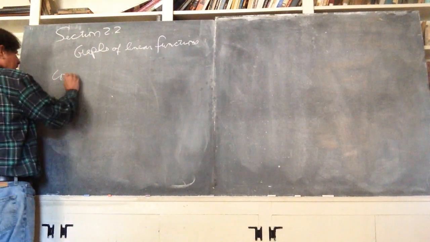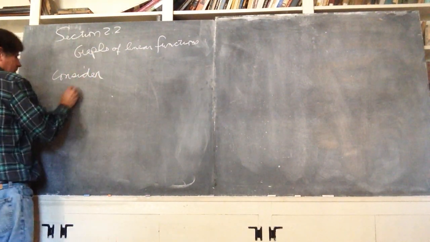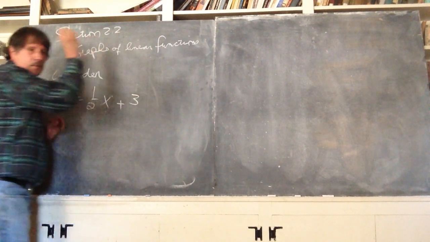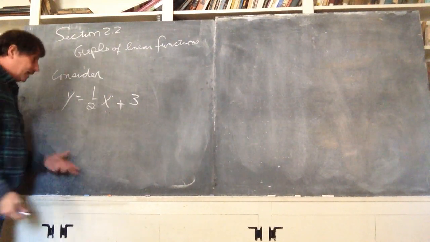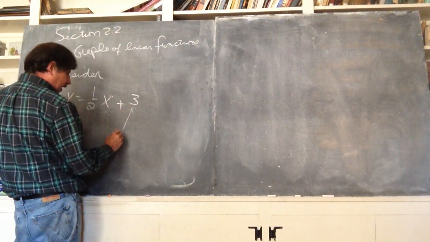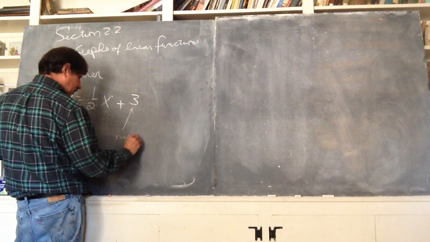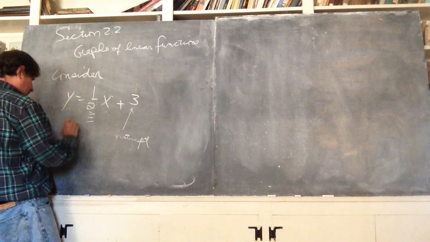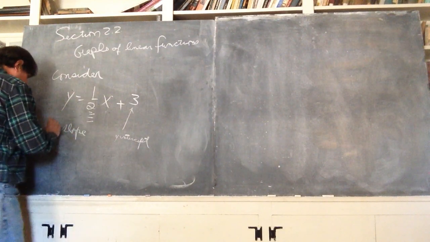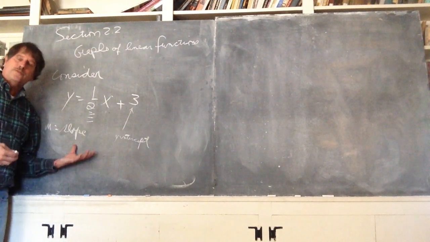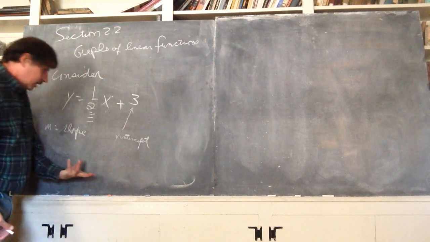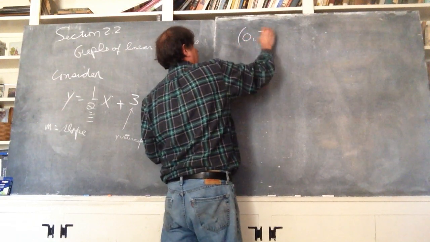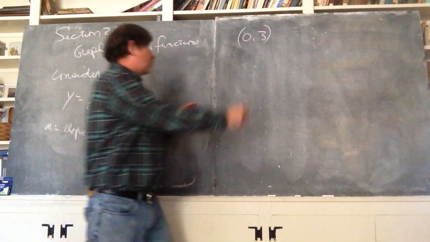So just consider y equals 1/2 x plus 3. And suppose you want to graph that. We know that this is the y-intercept, and we know that this is the slope. And so we want to graph it, and you can do that with a point and a slope. The y-intercept is defined as the point where x is 0 and y is 3, and we said the slope is 1/2.